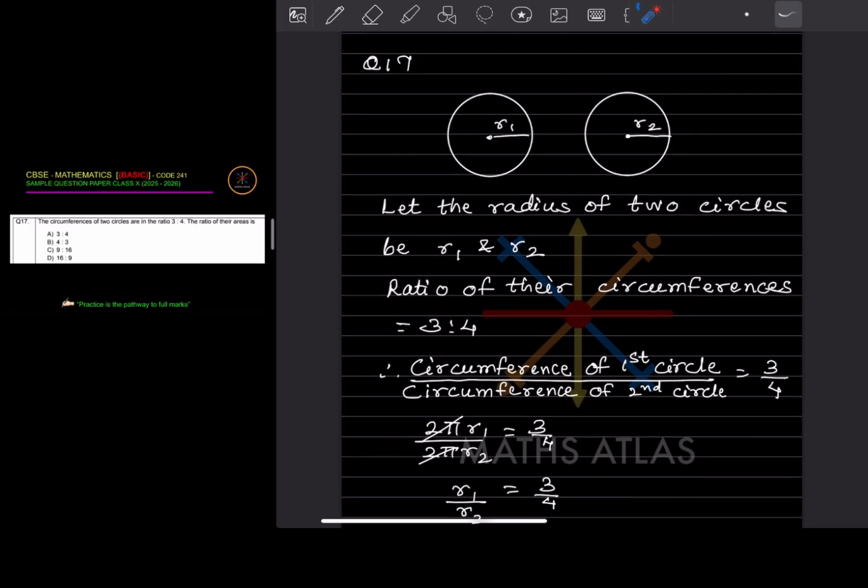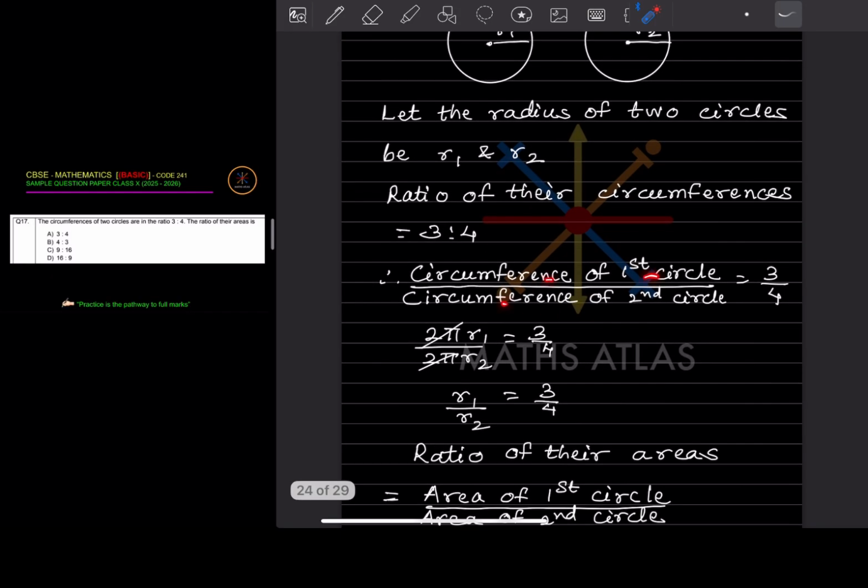The circumferences of two circles are in the ratio 3:4. The ratio of the areas is? So now we can consider these two circles. Now you know this is the center of the circle, and this is the radius of it. We consider this R1, and this R2. So let the radii of the two circles be R1 and R2. The ratio of the circumferences is given as 3:4. So circumference of the first circle divided by circumference of the second circle is 3/4.